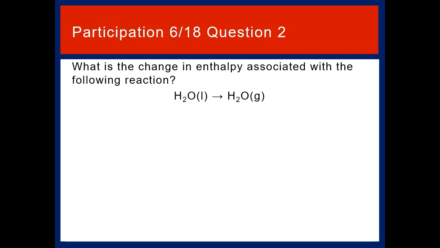Participation 618, question 2. What is the change in enthalpy associated with the following process? H2O liquid becomes H2O gas. This is the second question on participation 618, due Thursday, June 18th at 11:59 p.m. over on Blackboard. Link to the assignment is right below the links to these videos. Again, what is the change in enthalpy associated with the following reaction? H2O liquid becomes H2O gas. There's some useful information in the additional resources folder that might be handy in answering this question.